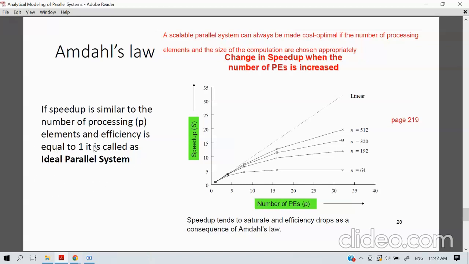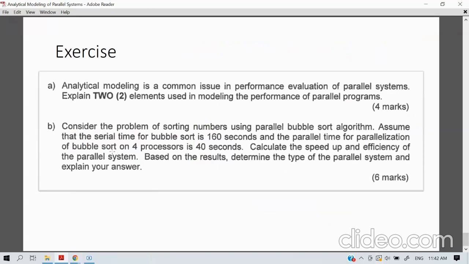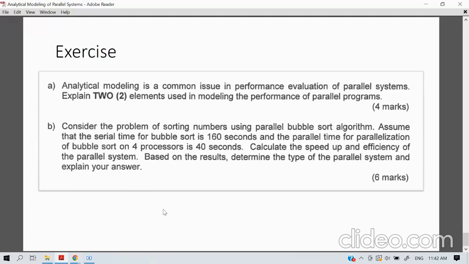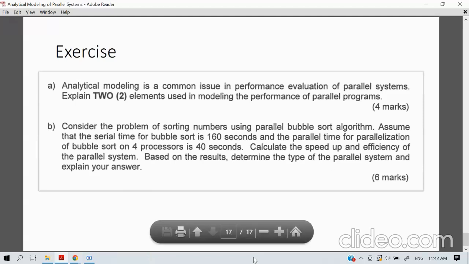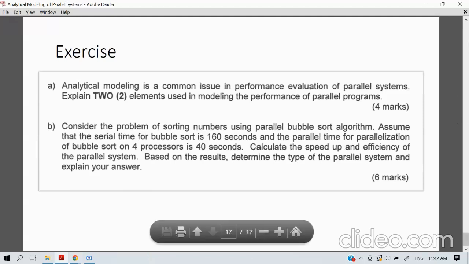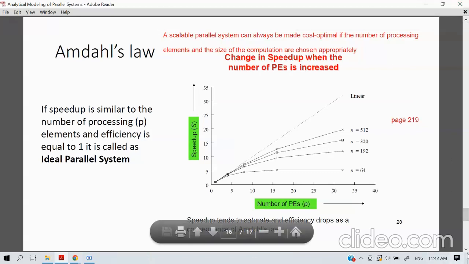Yes, ideal parallel system. So if the question asks like that, you need to consider how many processes are being used, what our speed up is, and what the efficiency is. Then you know, our parallel system is ideal. What was the other name again? Ideal parallel system, or also known as linear speed up. Why is it linear? Because it is a straight line like that. Okay, good. Right. So, any questions?